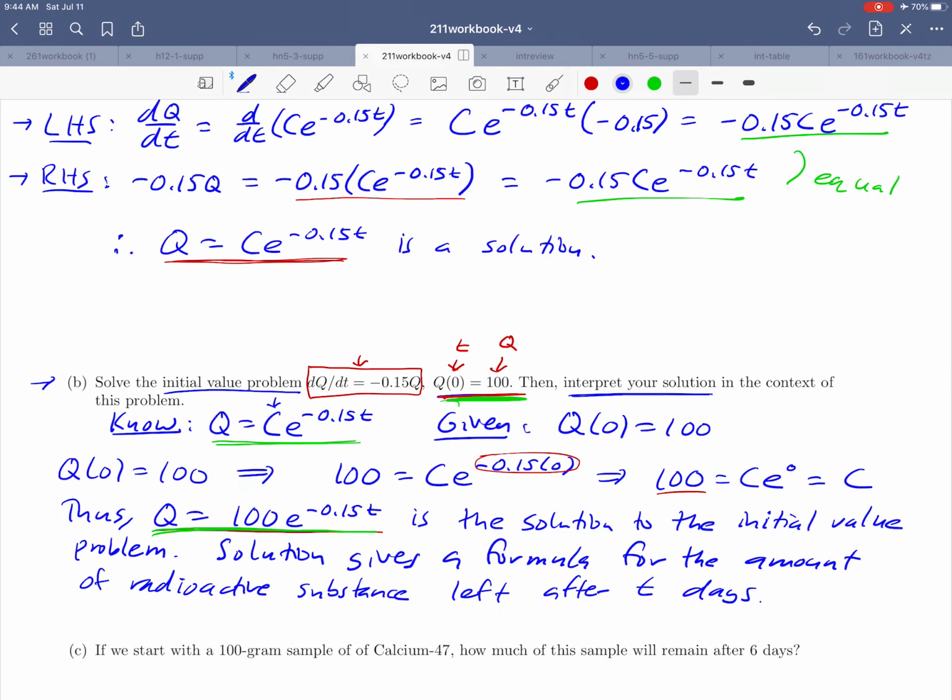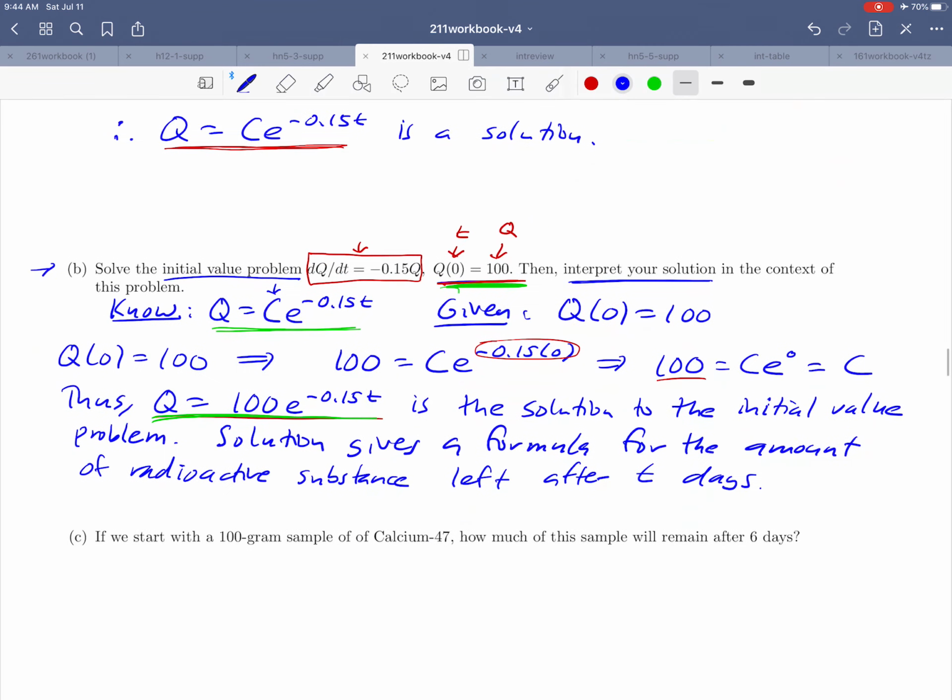Thinking along those same lines, part C is asking us to do that essentially. Suppose that we start with 100 grams of a sample. That's the same assumption as what we made up here. How much of the sample will remain after 6 days? To answer that question, all we really need to do is to use the formula that we came up with, the answer to part B. We'll substitute in the appropriate time value and we will get out the amount that we want.